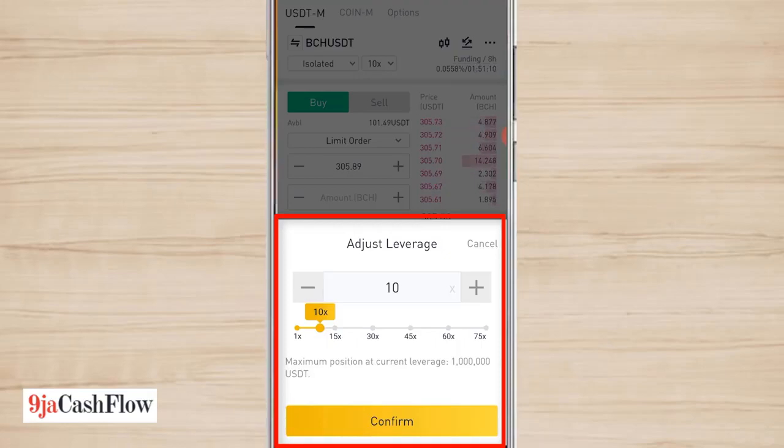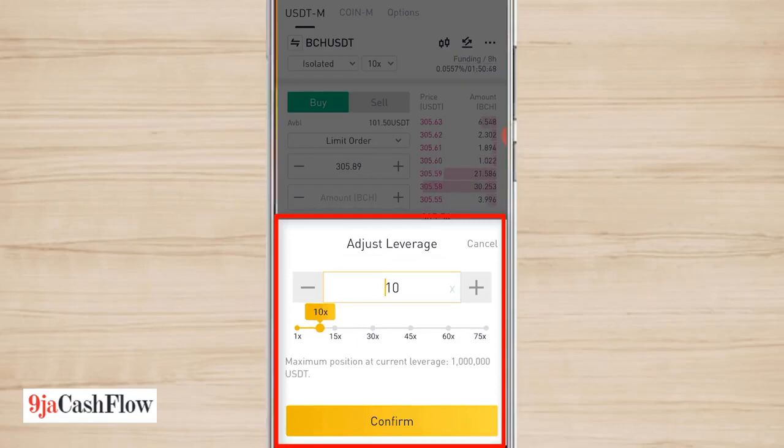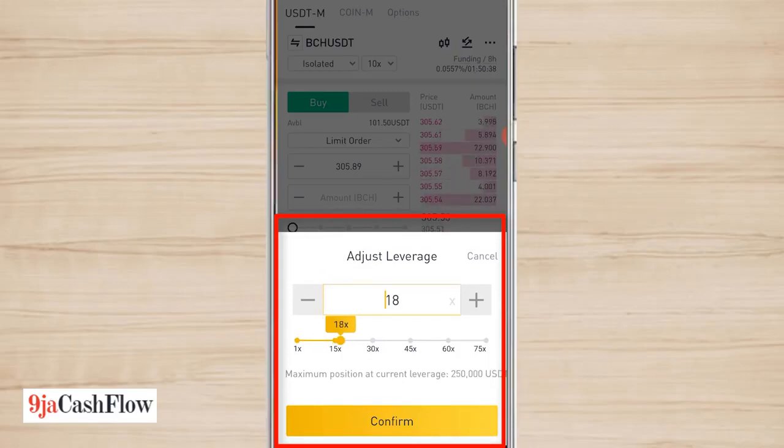And let me shock you by explaining something to you. 10x leverage means that you lose your trade if Bitcoin should drop by 10%, which is possible. If you use 20x, let's go to 20x. 20x means that you lose your trade if Bitcoin should drop by 5% in price.